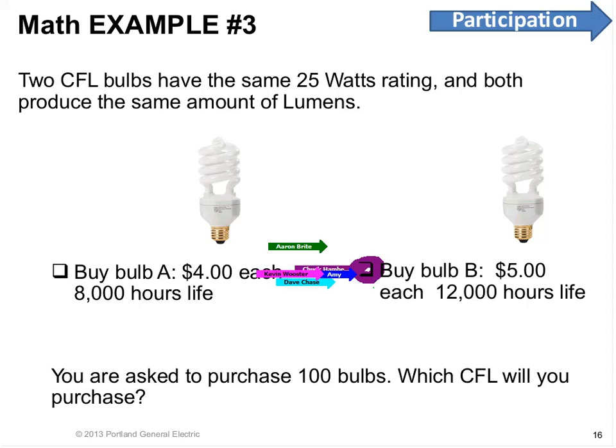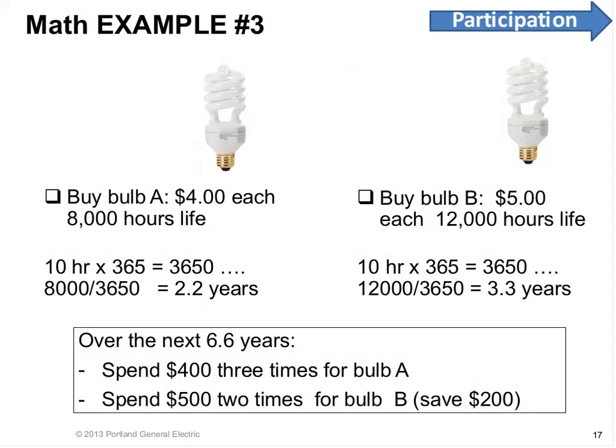Now, that might have been intuitive, but if you're trying to convince your boss or the purchasing manager of why they would spend $1 more per bulb for 100 bulbs, I will show you the math. So let's look at the math. You have a $4 bulb on the left, and you have a $5 bulb on the right.